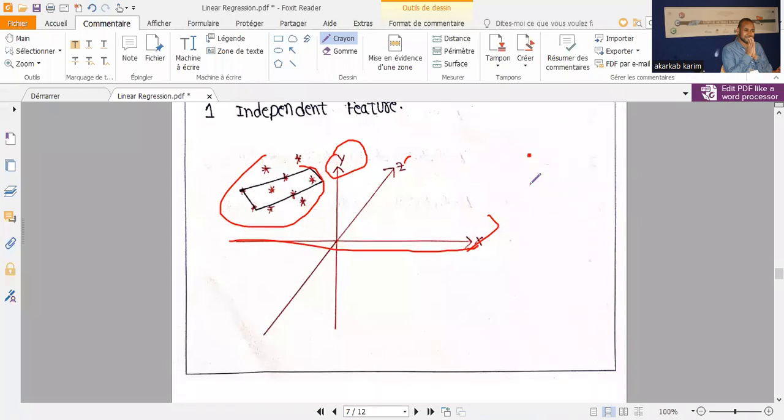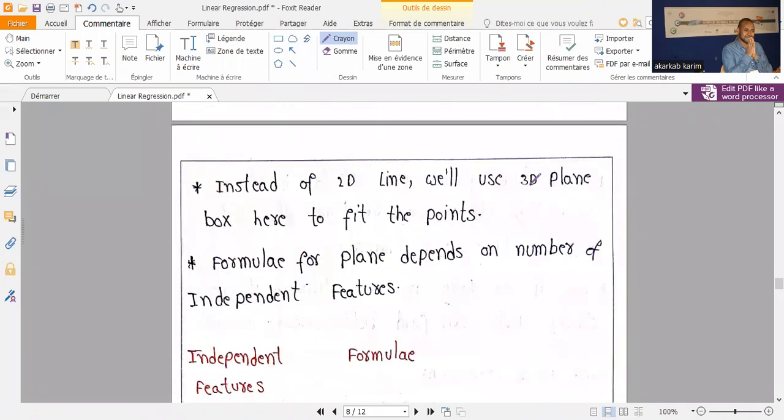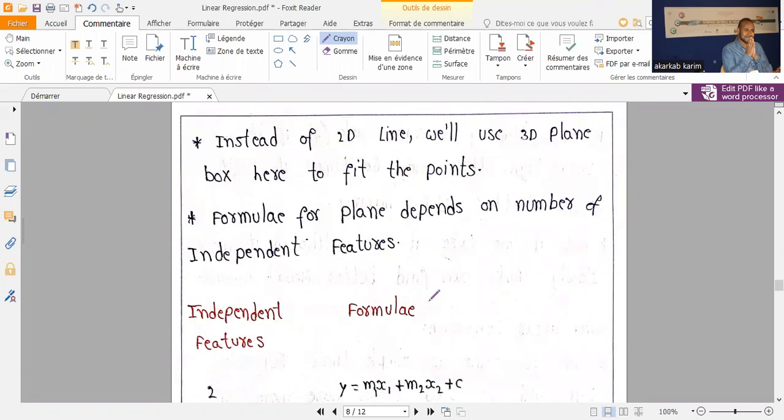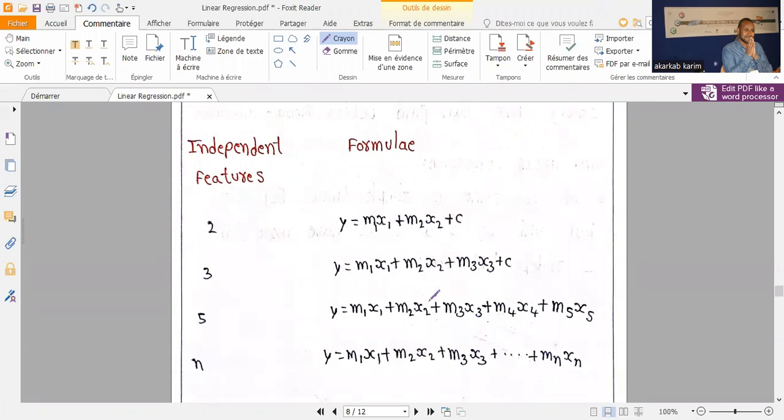Well, here we have a plan. That means we have more than one feature. Instead of a two-dimensional line, we'll use three dimensions. That means a plane, a box here to fit the points. Formulas for a plane depend on the number of independent features. So here we have a formula.